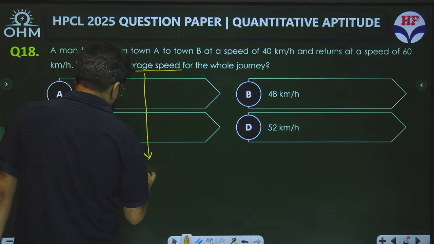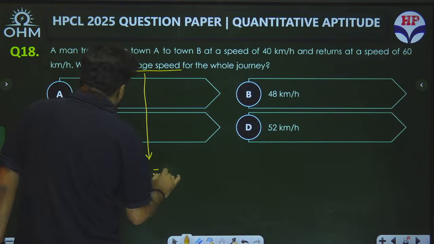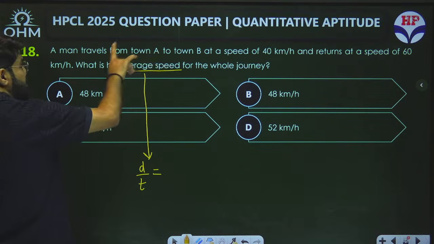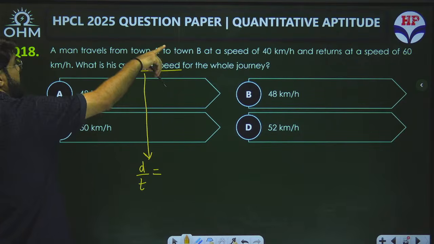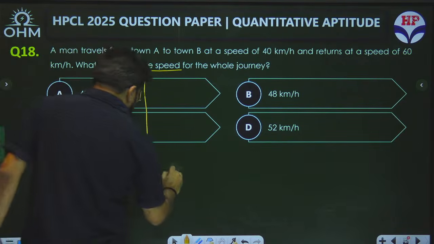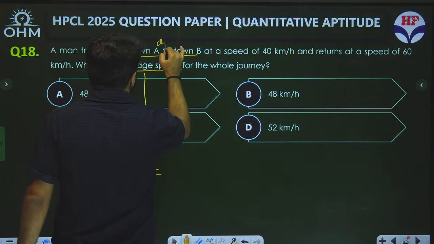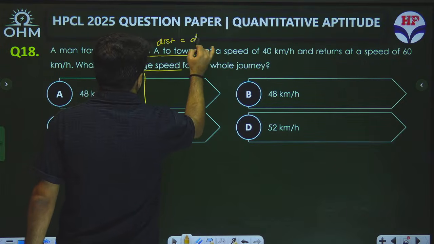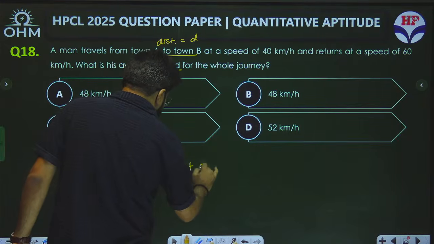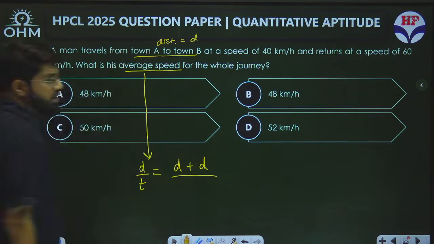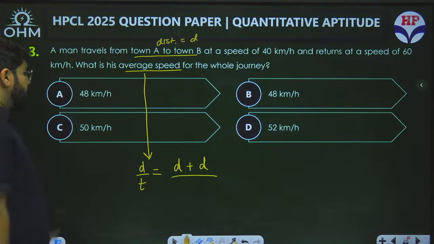What is the total distance? Town A to town B, the distance is not given, but returning is also the same distance. He returns means to town A. So suppose town A to town B, the distance equals D. So he travels a distance D plus D, town A to B and B to A, same distance. Now time taken.